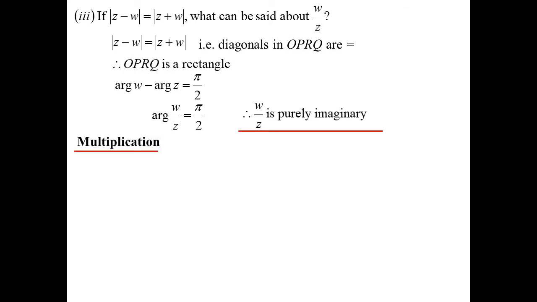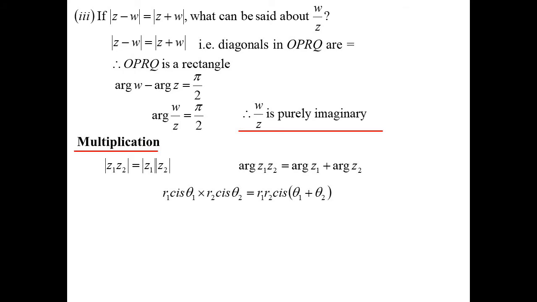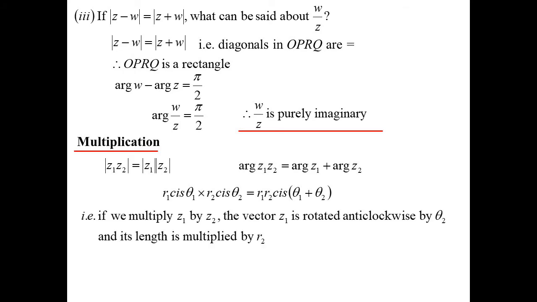Okay, multiplication. We saw this. Doesn't matter which order, but mod Z1 Z2 is equal to mod Z1 times mod Z2. And when it came to the arguments, we add the arguments. If I put that into mod arg form there, that's highlighting that we add the angles together. So this is where we get the idea of rotating. If we multiply Z1 by Z2, the new vector that we create, Z1 will be rotated anti-clockwise by theta 2, and the length of the vector will be multiplied by whatever the length of R2 is.